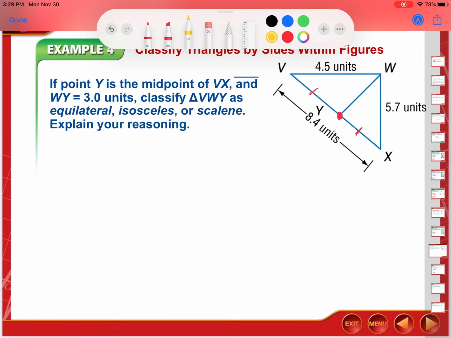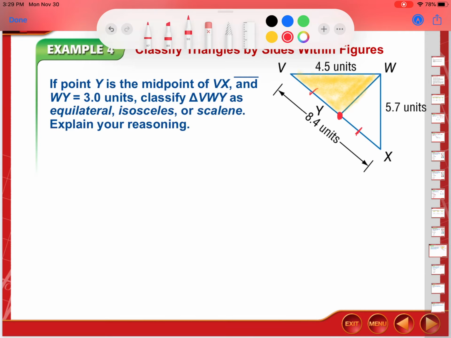Classify triangle VWY. Okay, so we're supposed to be classifying VWY. So this triangle here that I'm coloring in yellow, or I'm attempting to, but I'm coloring outside the lines. So we're classifying that yellow triangle as equilateral, isosceles, or scalene. And then we're supposed to explain our reasoning.